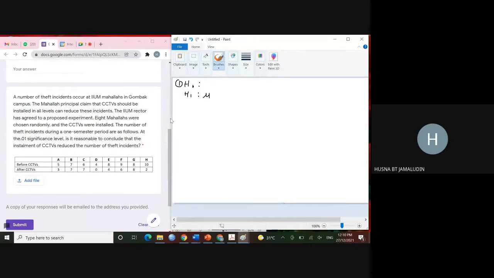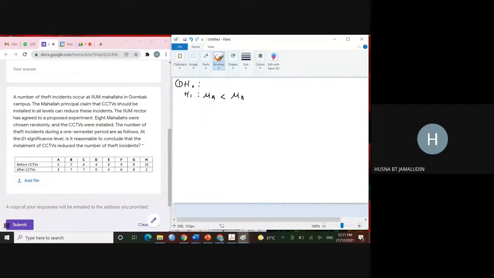Okay, now, is it reasonable to conclude that the installment of CCTV reduces the mean number of theft? So the mean after installment of CCTV is reduced compared to the mean before CCTV. Means that the mean of theft incidents after you have installed the CCTV definitely can reduce the number of theft incidents compared with before installing the CCTV. Okay. So there are many ways on how to put the hypothesis. So this is the first example.